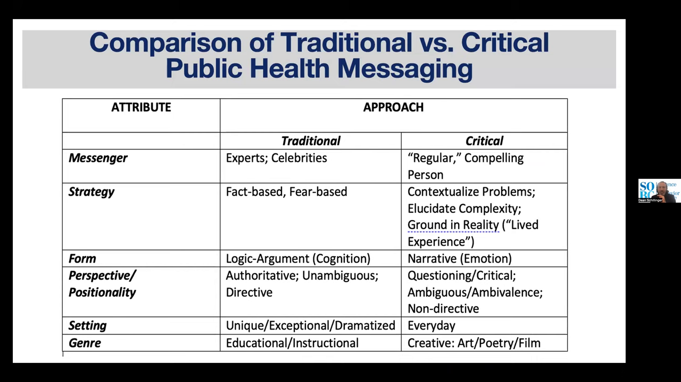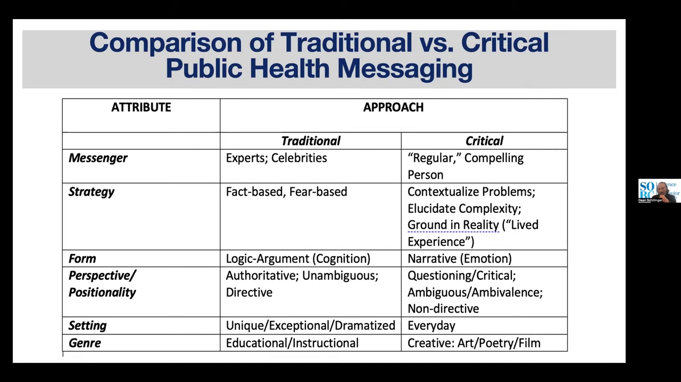So in the traditional approach, the messenger is the experts, the doctors, the public health leaders, or celebrities. In critical communication theory, it's the regular person, often a compelling person, but who reflects the community that represents the audience. Strategy in traditional public health messaging typically is fact-based or sometimes fear-based. Whereas in critical communication approaches, the problem is contextualized, and we elucidate that complexity and ground it in the reality or so-called lived experience of the individual. In traditional communications in public health, the form of the arguments tend to be related to logic and cognition, whereas in critical approaches, they tend to be more narrative and emotion-based.